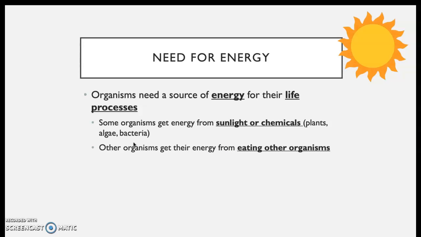All organisms need a source of energy for their life processes. Some organisms get energy from sunlight or chemicals. This would be things like plants and algae that may undergo photosynthesis, or even bacteria with chemosynthesis. Other organisms, such as animals and bacteria, can get their energy from eating other organisms. So whether you're eating plants or whether you are eating animals, you are still eating something that was once living.